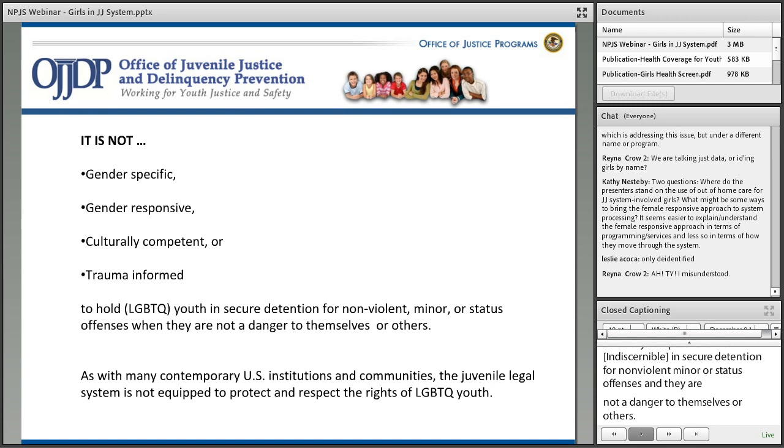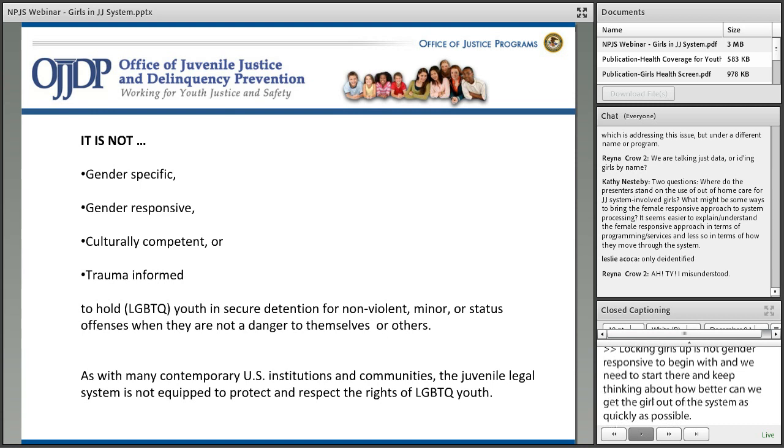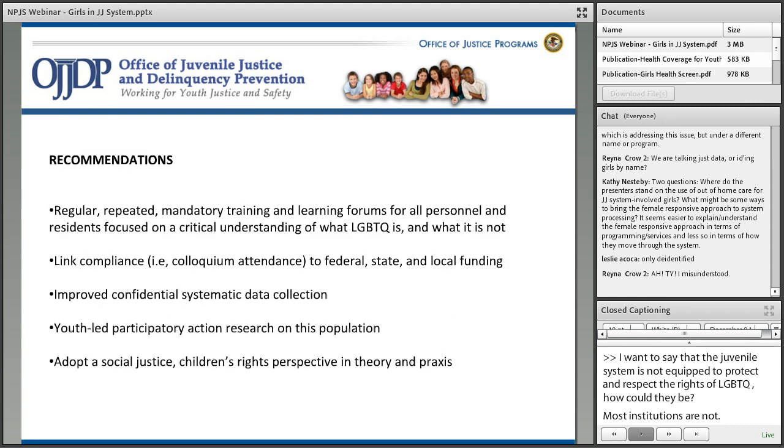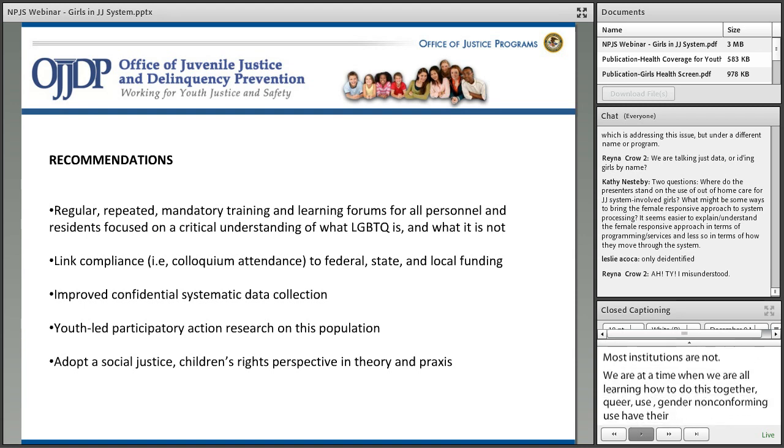And I want to say that the juvenile system is not equipped to protect and respect the rights of LGBTQ youth. Well, how could it be? Most institutions are not. We're at a time where we're all learning how to do this together. And so queer youth, gender nonconforming youth, and their allies are learning together how best to regard this population and make sure they're safe and comfortable.